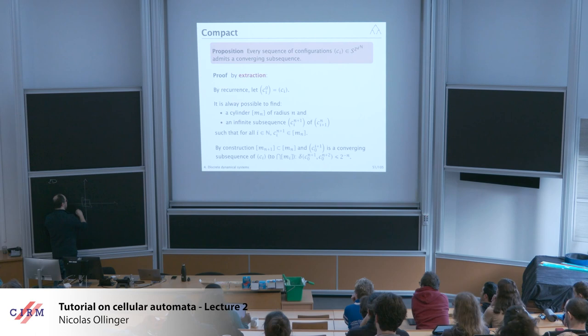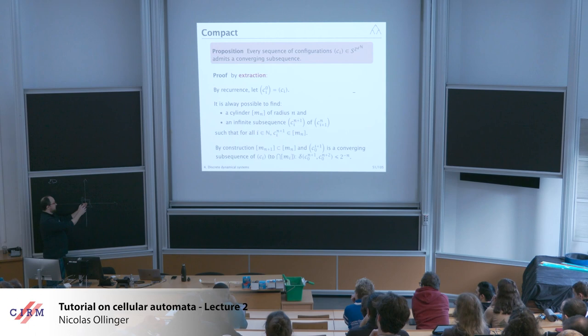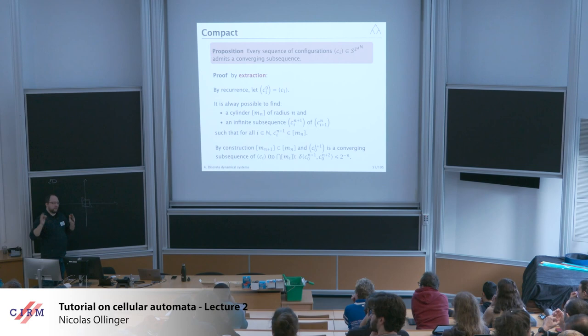The window is finite. So there are only finitely many possible ways to fill the window with my finite set of states. So certainly in my infinite sequence, there is one filling of the window that appears infinitely often, right? So I choose that way to fill the center. I remove all the configurations which do not fulfill that condition. And I still have an infinite sequence of configurations. So I take a bigger radius, and I iterate like that.